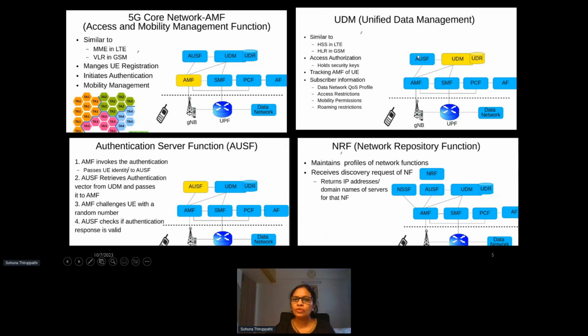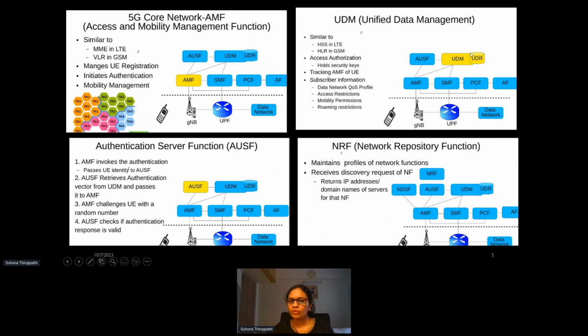Let me come to UDM, Unified Data Management. This Unified Data Management is similar to HSS in LTE and HLR in GSM. The functionalities provided are access authorization, and it also tracks the AMF of the user. The user keeps moving from one location to another location, and each location will have its own AMF. So the tracking of the AMF of the UE is also maintained by the UDM.